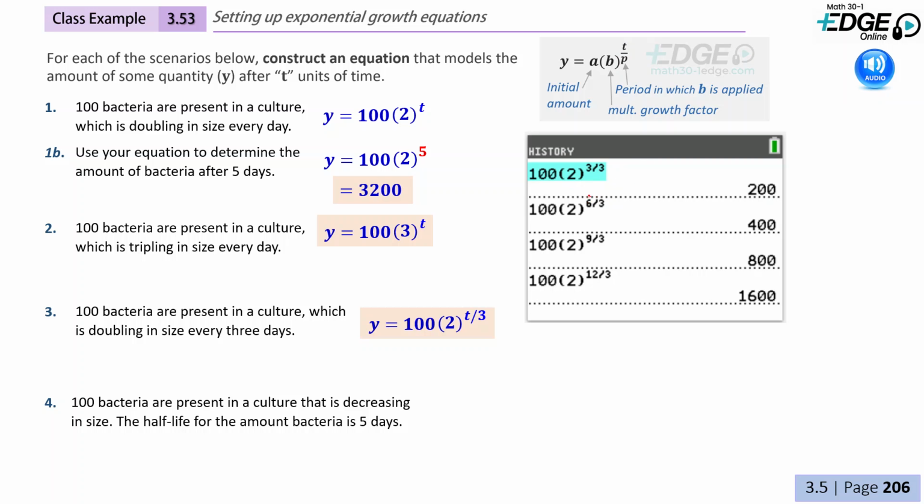If your t value is 6, so 6 days go by, well then it doubled 2 times, because this could really be replaced with just to the power of 2. So that would be 100 times 2, which is 200, times 2, which is 400. And then again with 9, so 9 days go by, that means that 3 doubling periods have occurred. And then 4 doubling periods have occurred.